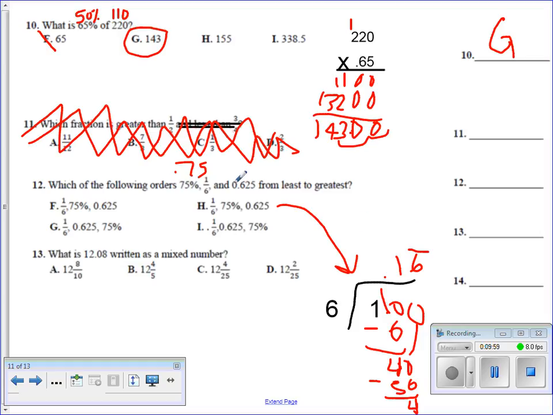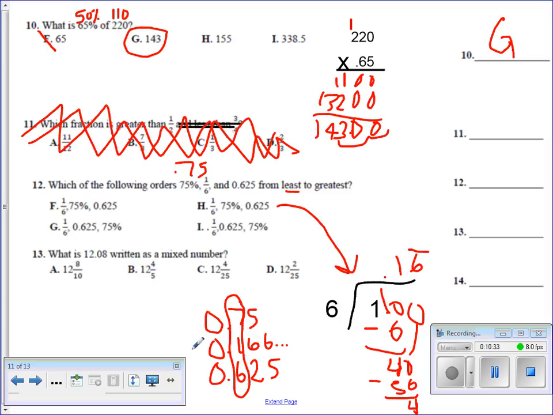And then we have 0.625. So down here, I'm going to line up my decimals. 0.75, 0.166, and this goes on forever, and 0.625. If I look at my tenths place, you should be able to identify quickly which one's big and which one is small. So I'm putting these in order from least to greatest.